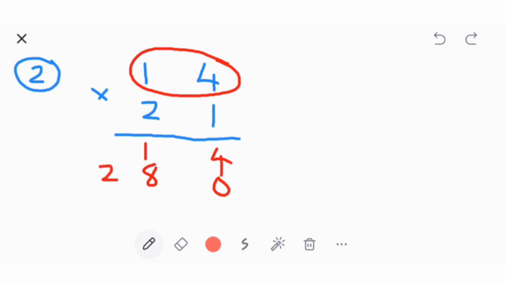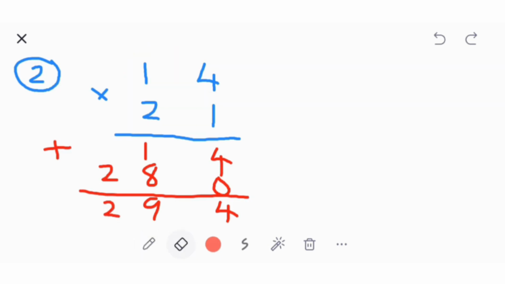That gives you 2. When you add everything together, 4 plus 0 is 4. 1 plus 8 is 9. Then you write your 2. So the answer is 294. Very easy.